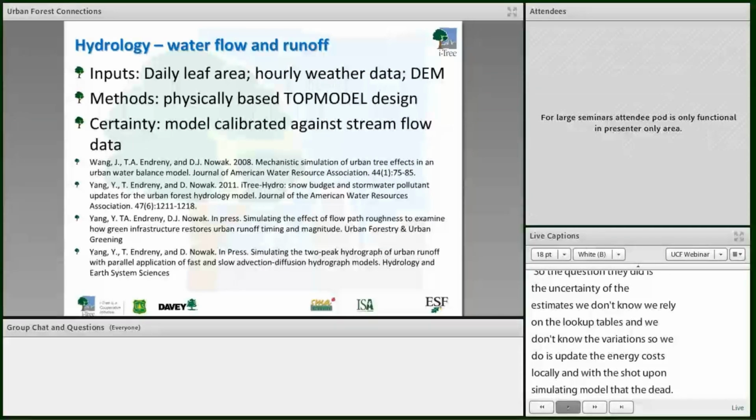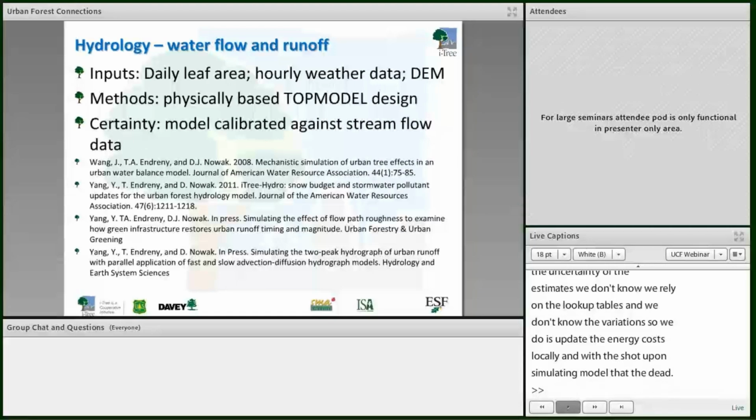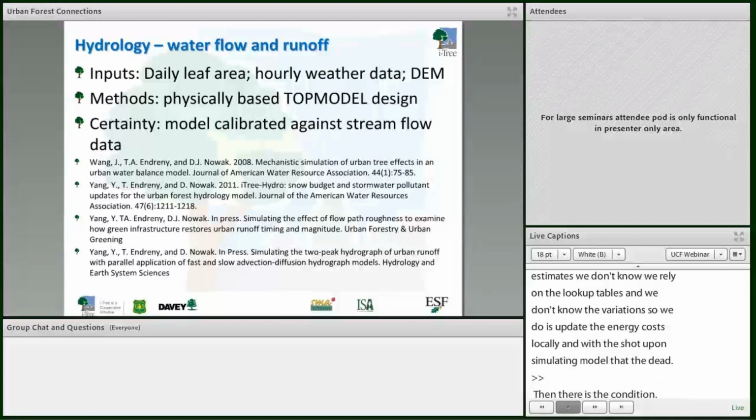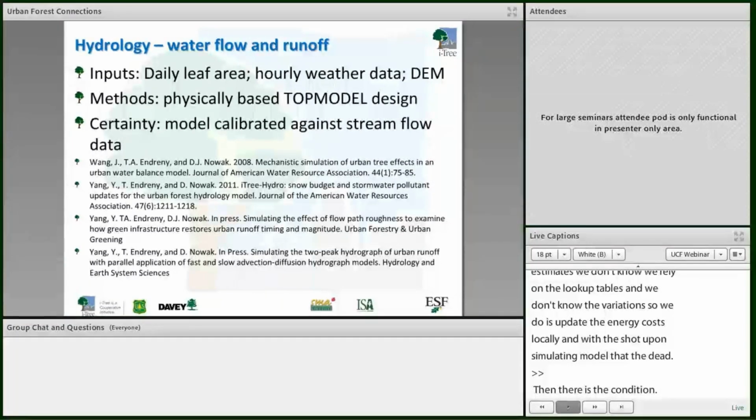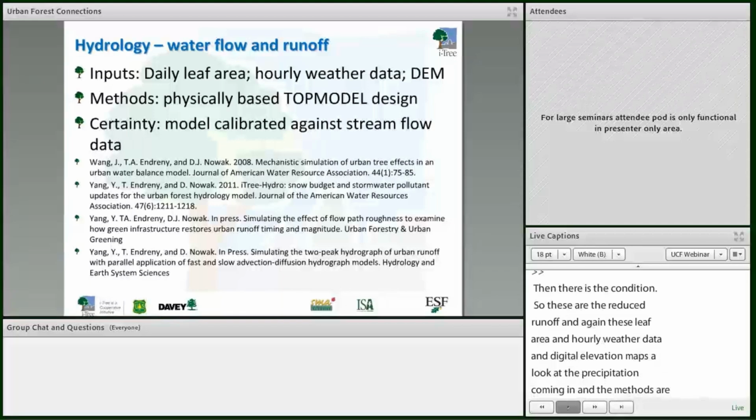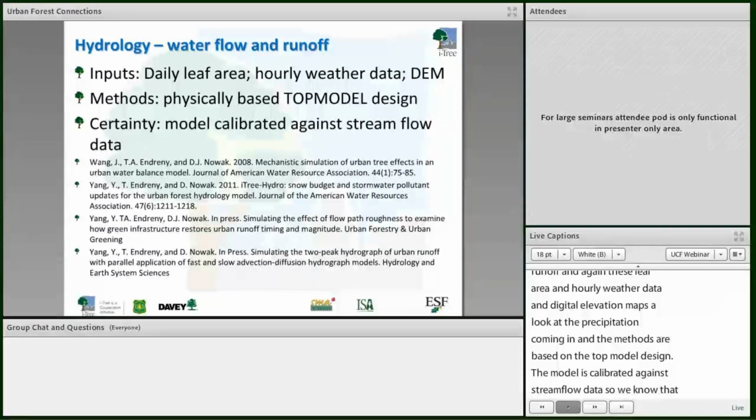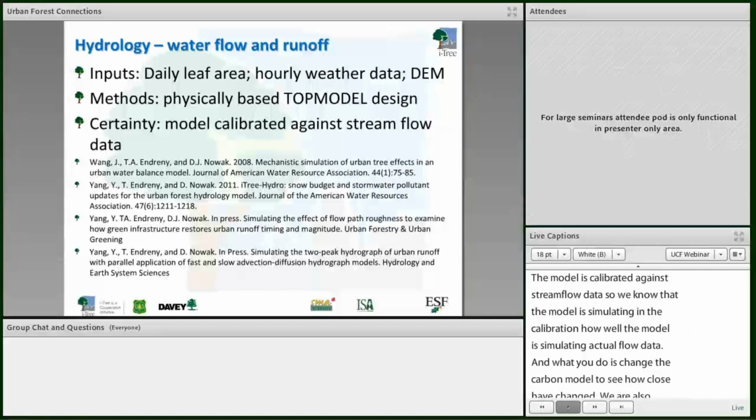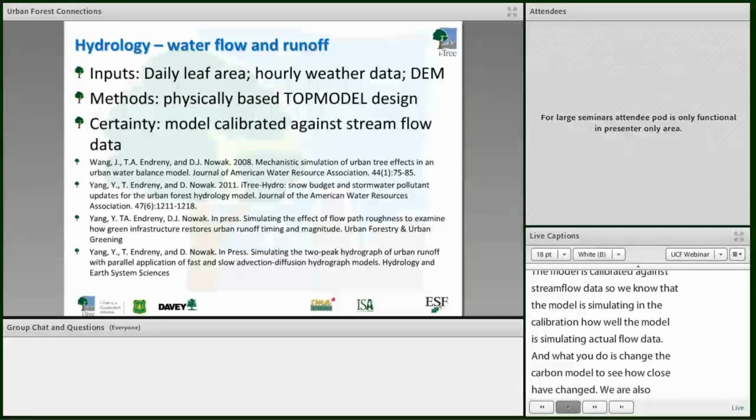Hydrology, which gets at water flow in streams and reduced runoff. Again, we use leaf area index or leaf area, hourly weather data, and digital elevation maps. And we look at the precipitation coming in. The methods are based on what's called the TOPMODEL design. The model is calibrated against stream flow data, so we know how well the model is simulating actual flow data. Then you change cover and impervious in the model to see how the flows have changed. We're also working on model simulations to look at how, if you vary temperature of various parts, the bounds of certainty might change based on input data that might change the outputs a little bit. So we're fairly comfortable with that because we are calibrating against measured stream flow data.